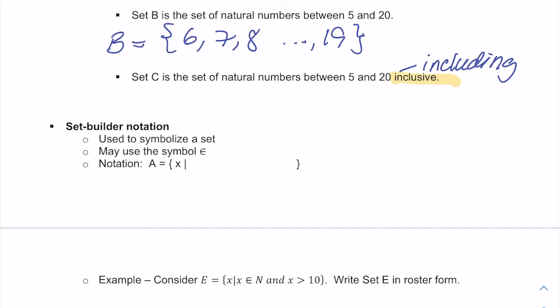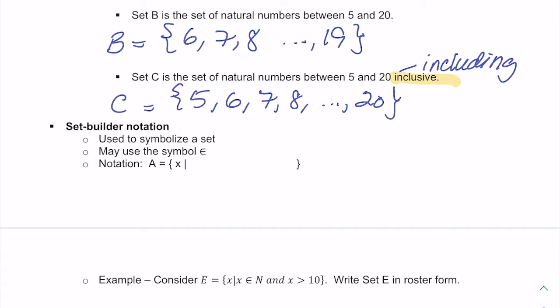Set C is the same set, except it says between 5 and 20 inclusive. So in this case, it's okay to include 5 and 20 as well. So roster form is just list. Like think of a class roster. That would just be a class with the list of your names on it.